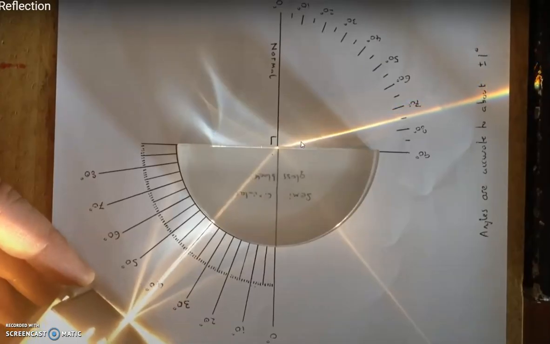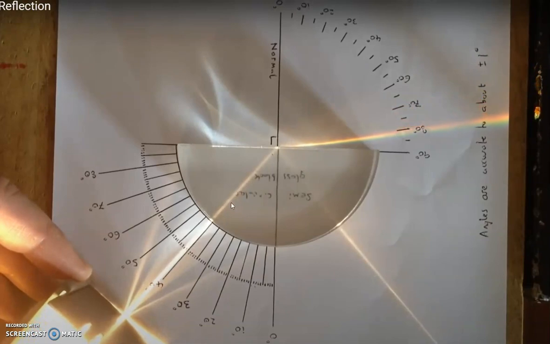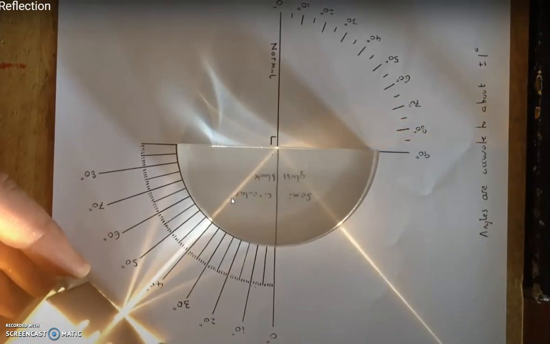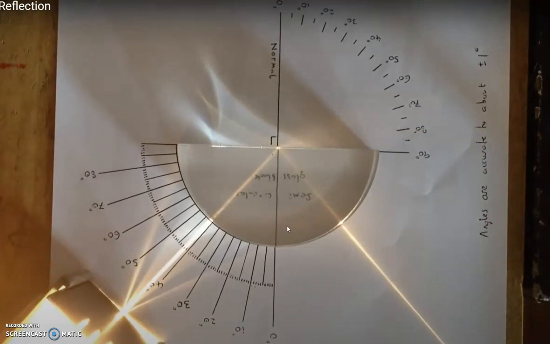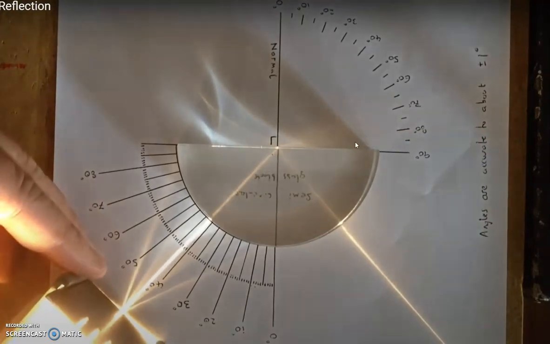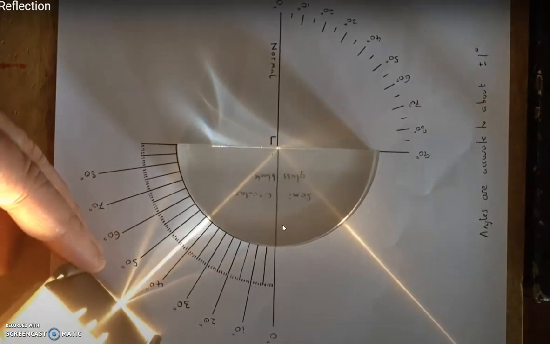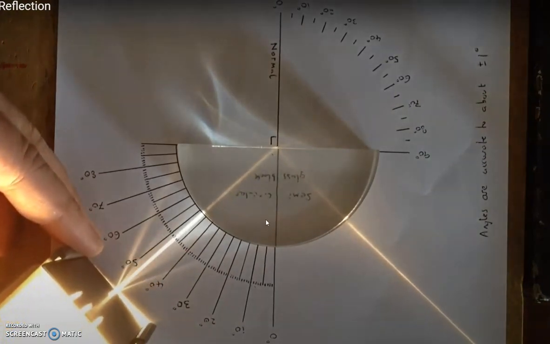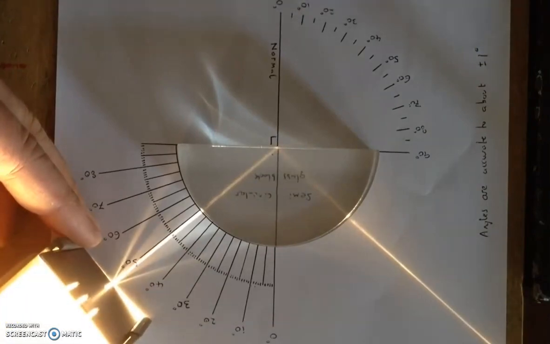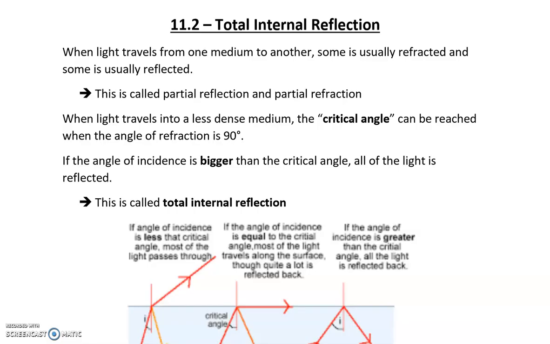And so this angle, right where this becomes 90 degrees, the angle up to the normal, which is about 42 degrees in this particular case, is called the critical angle. Now that's going to have a different angle depending on what the material is, but for glass, a critical angle of 42 degrees. So let's just together summarize what we just saw.